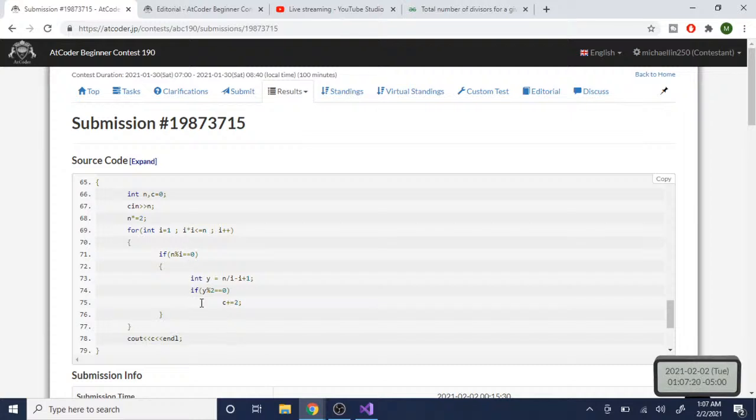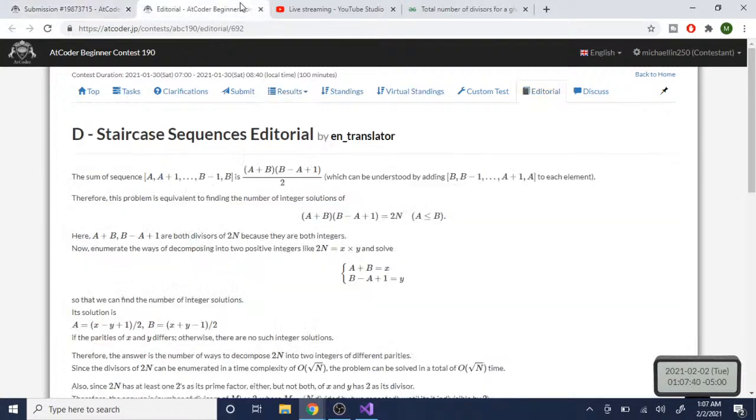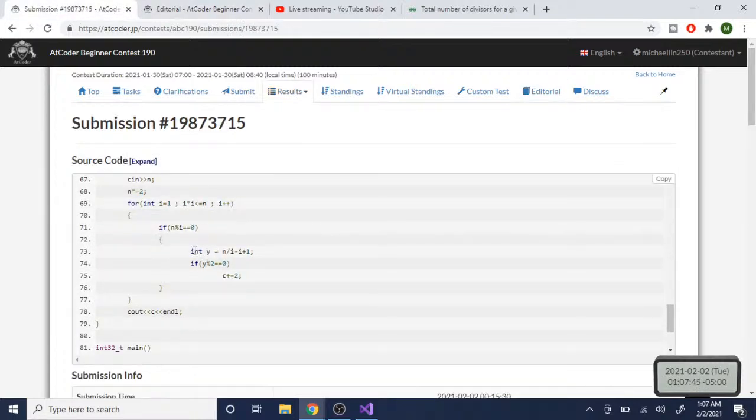Okay, times by 2, loop through I. N over I minus I plus 1. What does that mean? Okay, so this is looping through 1 to square root of 2n, and I understand why, because we have to do this to 2n. If it's divisible by I, they divide it by I, subtract I, plus 1, which doesn't make sense.